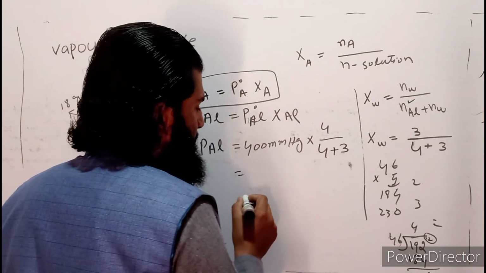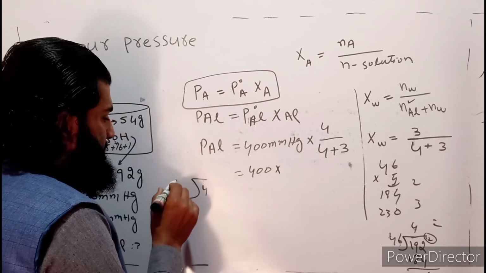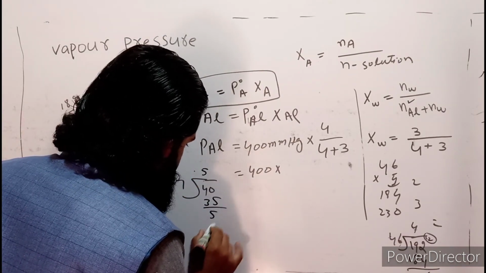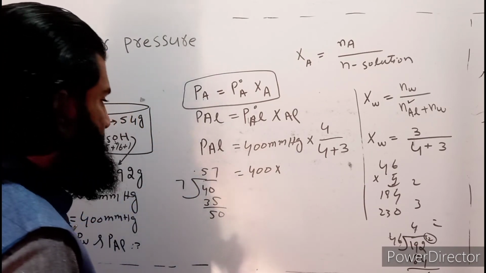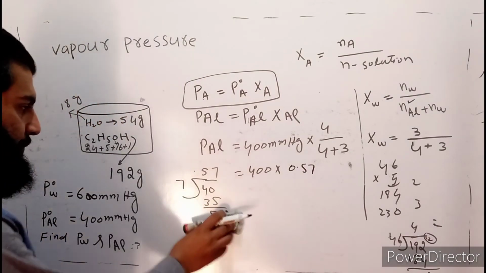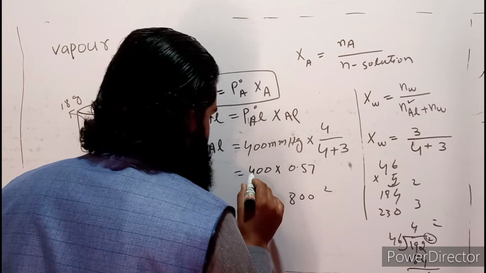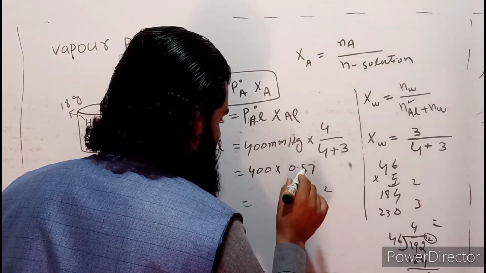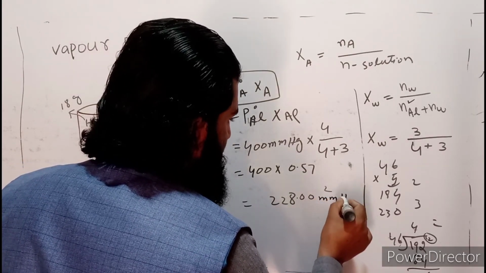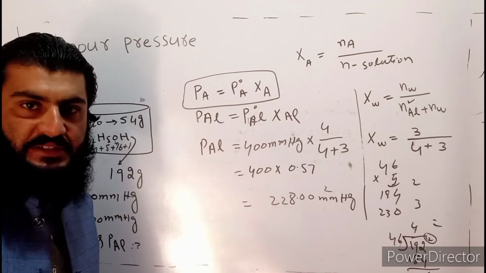So can we write it as 400 mm of Hg multiplied by 4 divided by 7, which is approximately 0.57. Clear? So go ahead. 4 multiplied by 5 is 20, plus 2 is 22, mm of Hg. So this is the partial vapor pressure of alcohol in the mixture.